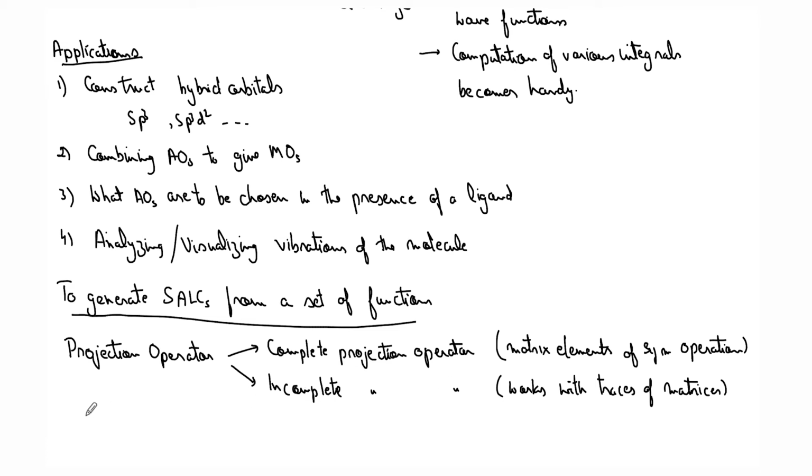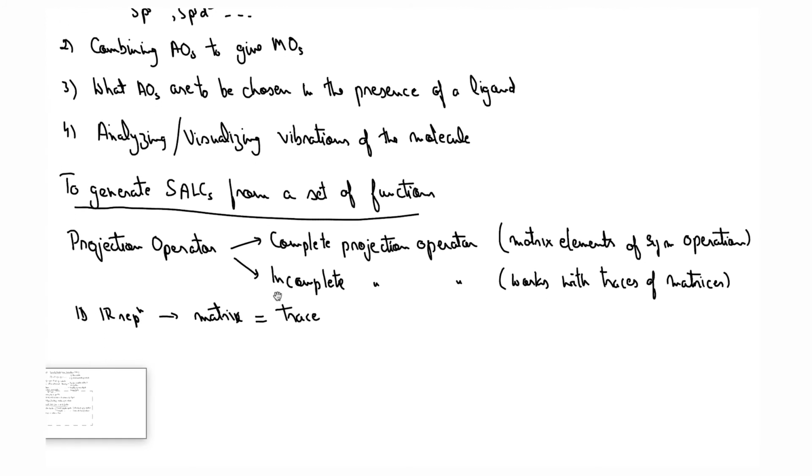So for example, if we are talking about functions that are a basis for 1D irreducible representations, in this particular case the matrix is equal to the trace, right? The matrix representation of a given symmetry operation is the same as the trace. So in this case, the incomplete projection operation is equal to the complete projection operation, right? So basically it will give you the same result.